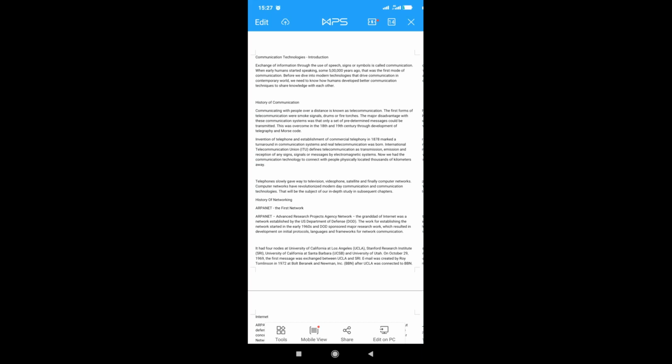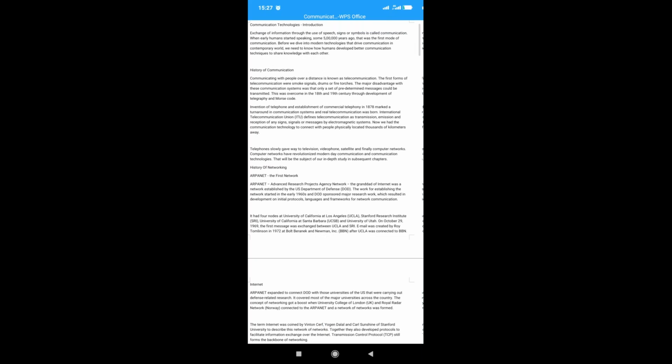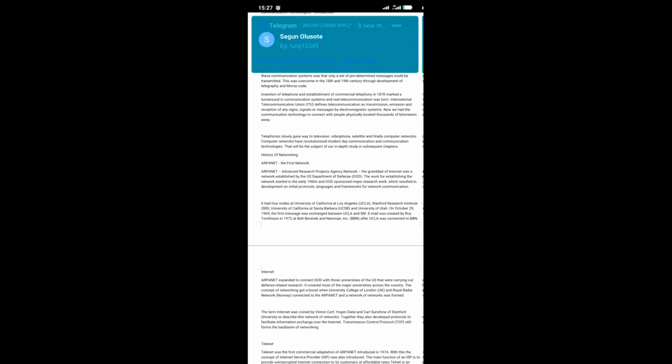So let's talk about the history of networking, because we can't be talking about communication and not talk about networking, because the two can't actually be separated. The first kind of network which was created is called ARPANET. The full meaning of ARPANET is Advanced Research Project Agency Network.